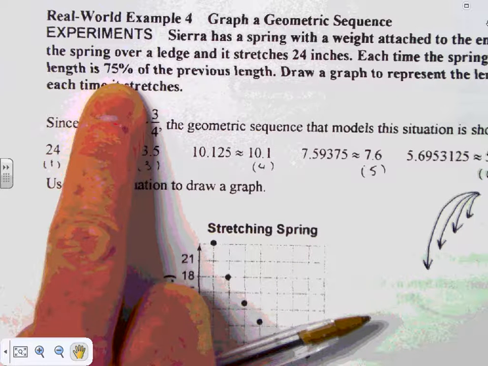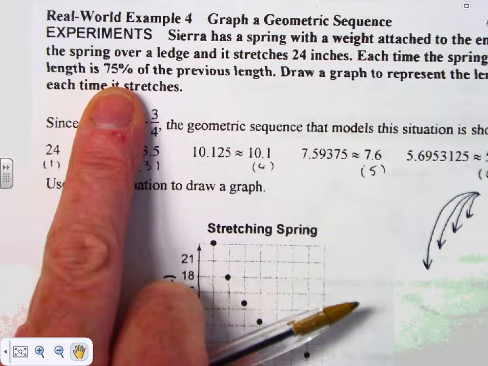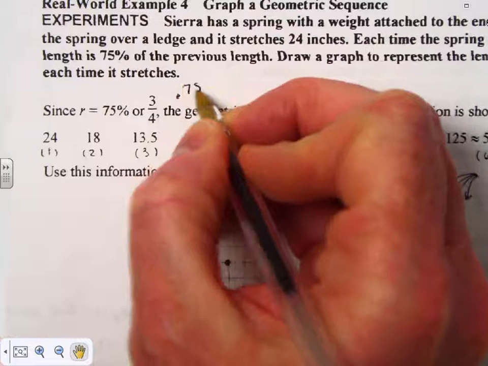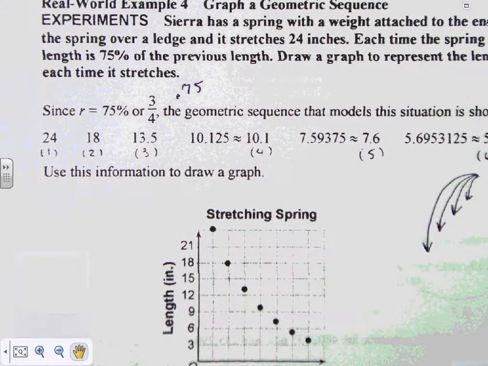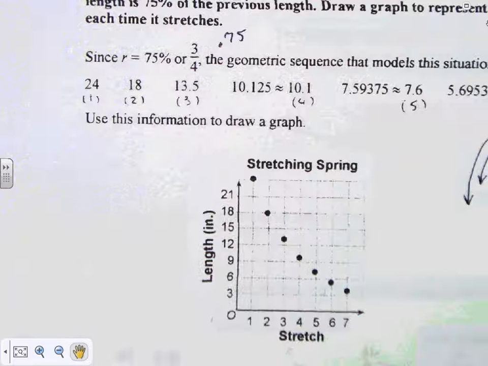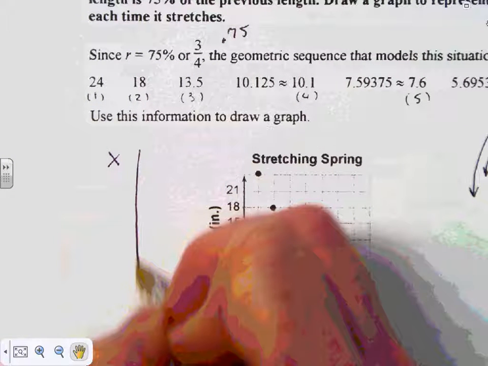How could you write 75%? 0.75 would probably be the easiest way to do that. Okay? So you can make it easy to use. That's fine. Now, you're going to have to graph this. That's easy to do. We have our X and Y.